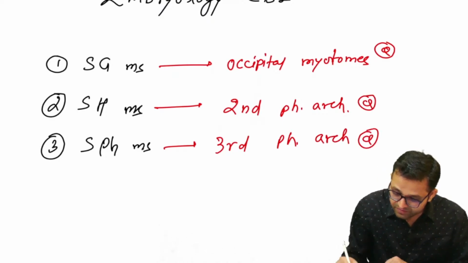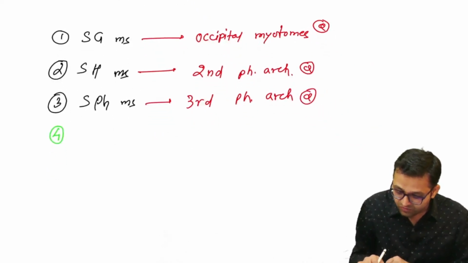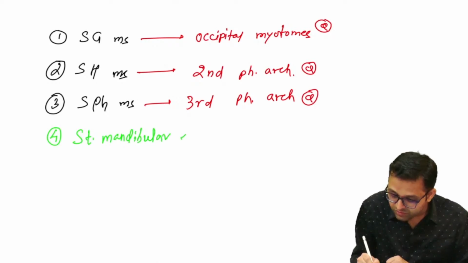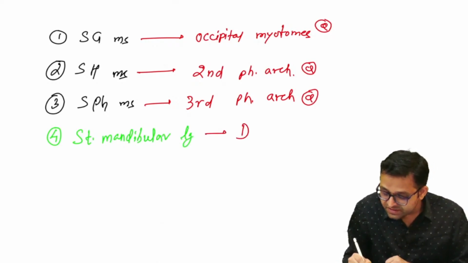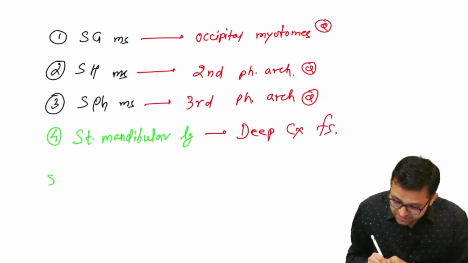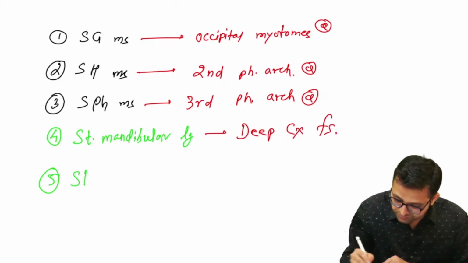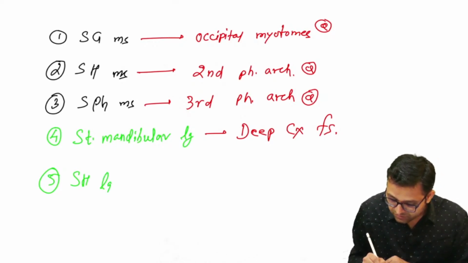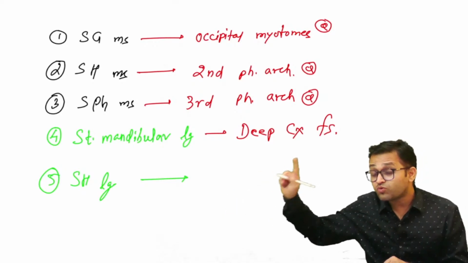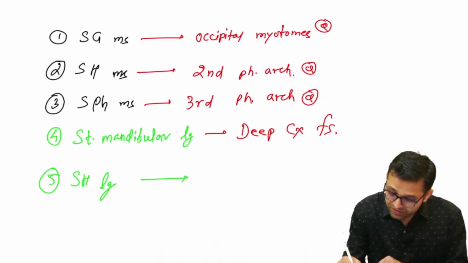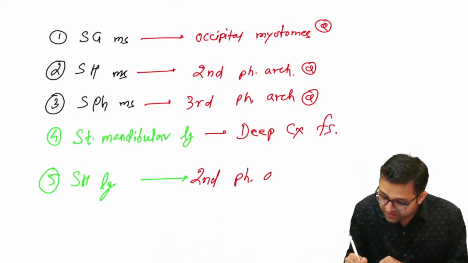And in a similar way, the ligaments, sir. The stylomandibular ligament is actually derived from the deep cervical fascia. It is a thickening of the deep cervical fascia. And in a similar way, there is the stylohyoid ligament. Sir, the stylohyoid ligament is the skeletal derivative of the second pharyngeal arch, Reichert's cartilage. So again, you will indicate the second pharyngeal arch.